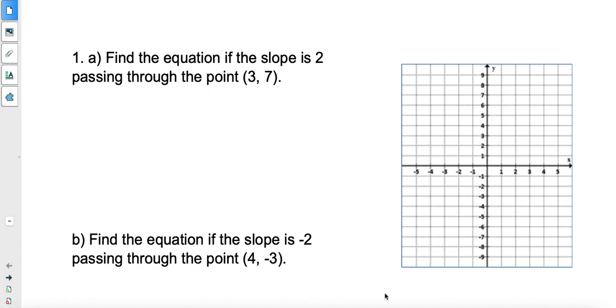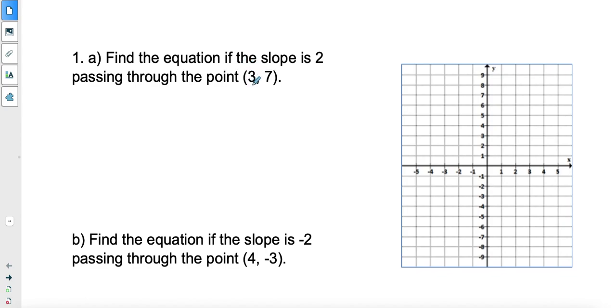Hi everyone. In this video, we're going to look at how to find the equation of a line if you know the slope and a point on the line. Let's take a look at an example here. Say we wanted to find the equation of a line if the slope is 2 and it passes through the point (3, 7). We can start here by plotting this point (3, 7) on my graph here.